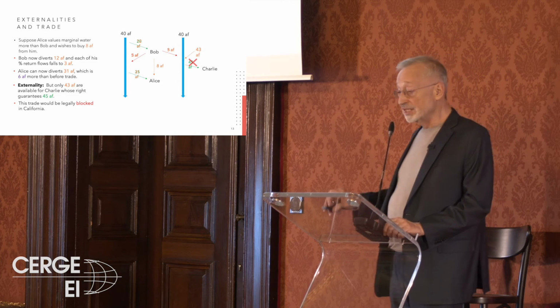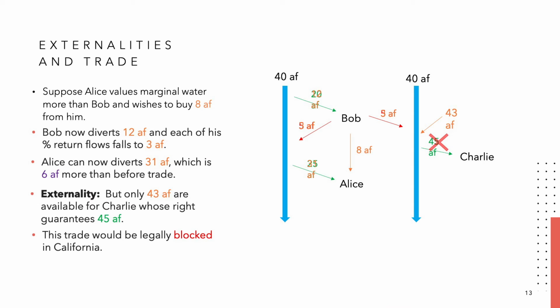So Bob sends 8 acre-feet of water to Alice. Bob now, instead of diverting 20, diverts 12, and each of his return flows falls to 3. Alice can now divert, because Bob's diverting 8 less, Alice can now divert 31 acre-feet. 40 minus 8 is 32, plus 3. Oops, what happened there? 40 minus 12 is 28.